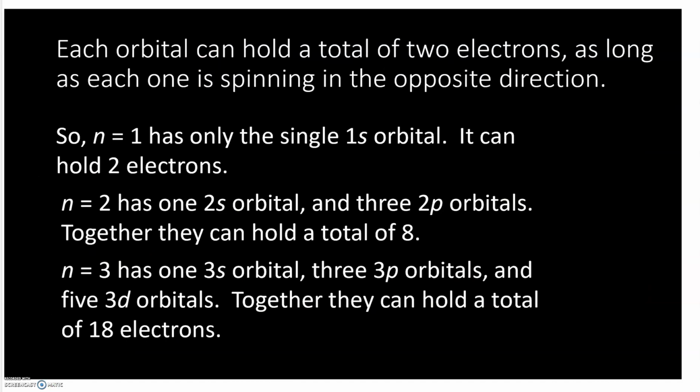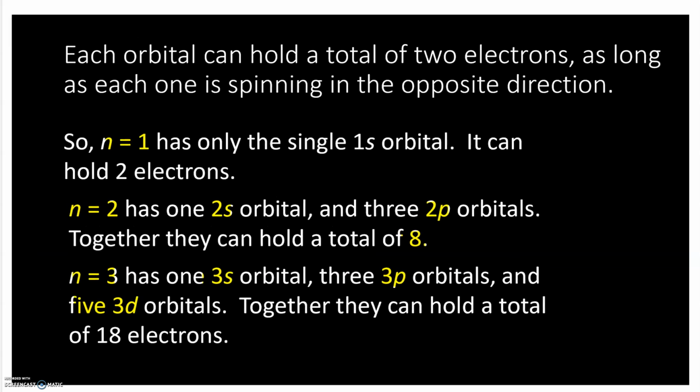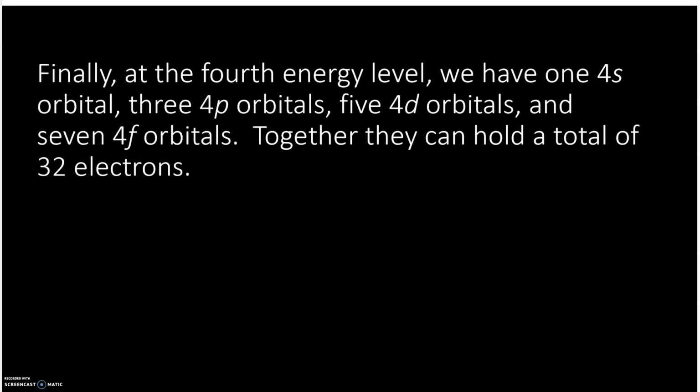So here's the recap. Each orbital can hold a total of 2 electrons as long as each one is spinning in the opposite direction. At energy level 1, we have only the 1s orbital, and it can hold 2. Energy level 2 has got a 2s and 3 2p's. They can hold a total of 8. Energy level 3 has got a 3s, 3 3p's, and 5 3d's, and they can hold a total of 18. And finally, at the 4th energy level, when n equals 4, we have a total of 1 4s, 3 4Ps, 5 4Ds, and 7 4Fs, and together they can hold 32.